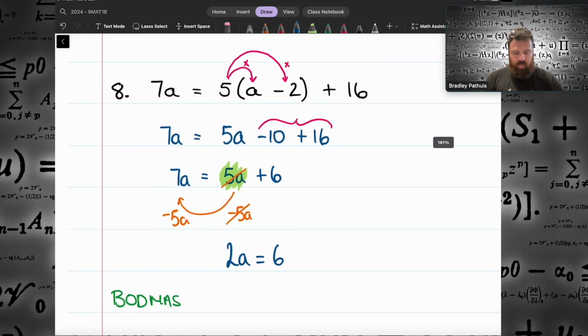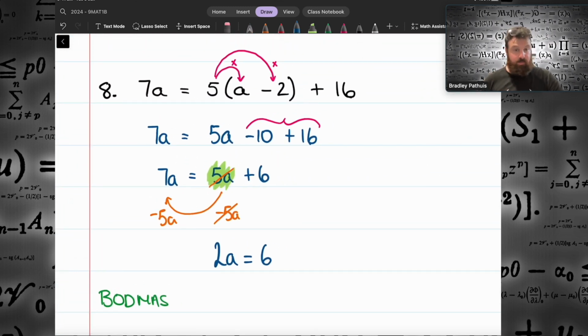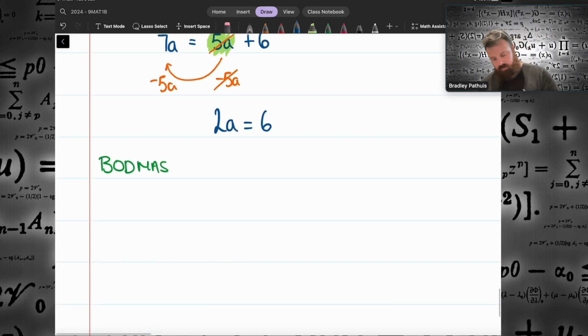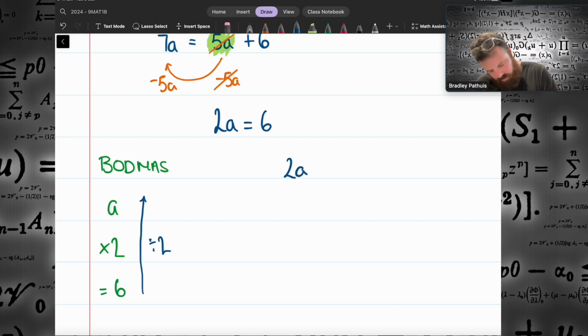So after all that hard work, we're left with something nice and simple, 2A equals 6. There was A, I times it by 2, and it equaled 6. So to go backwards, I'm just dividing by 2. 2A equals 6, divide by 2, divide by 2. 6 divided by 2 is 3. A equals 3.